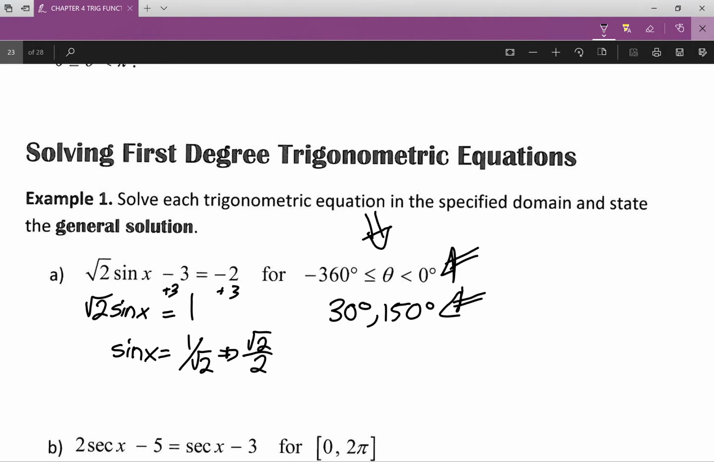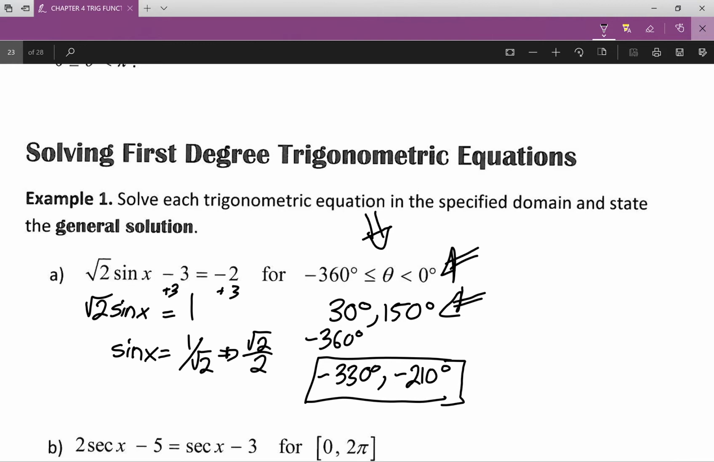So we need to find this in the specified domain, and my domain is negative 360 to 0. So how am I going to find the coterminal angles to this in that domain? Simple. I'm just going to go backwards one rotation. So I'm going to subtract 360, which will give me negative 330 degrees, and 150 minus 360 will give me negative 210 degrees. So these would be my two answers within that specified domain.